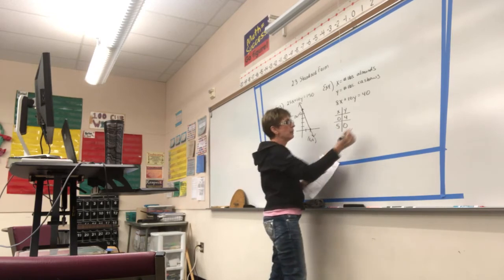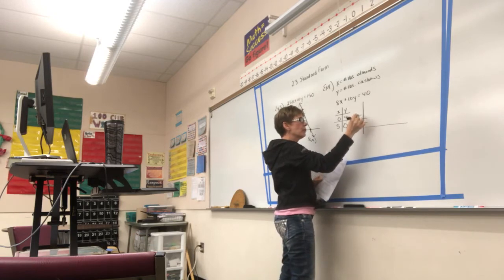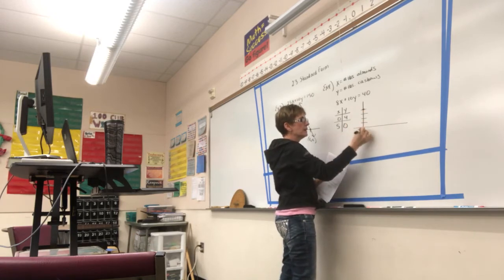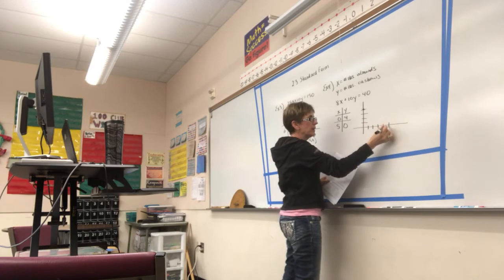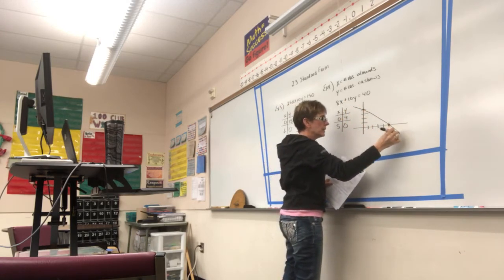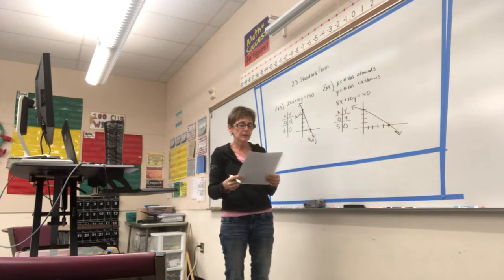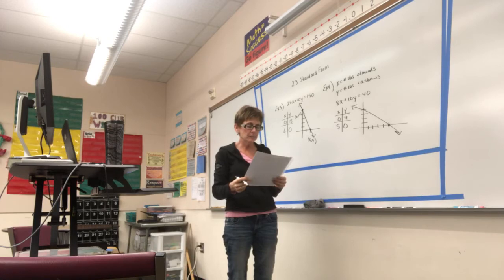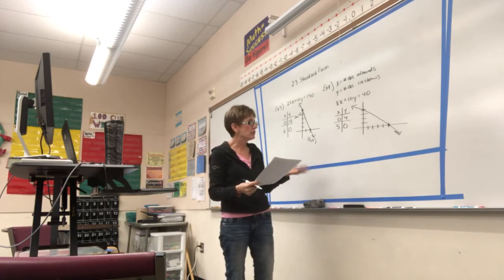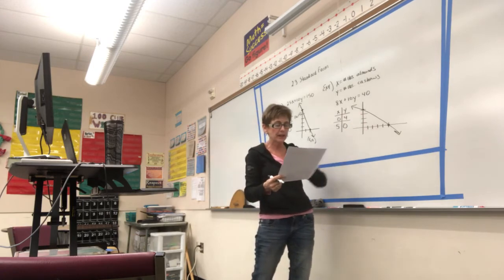So to graph this problem, I would graph the point 0 over and 4 up, and then I would also graph the point 5 over and 0 up. And this line would show us the different possible options that she could buy. Now, to find 2 solutions, all we need to do is find 2 points inside this area right here.